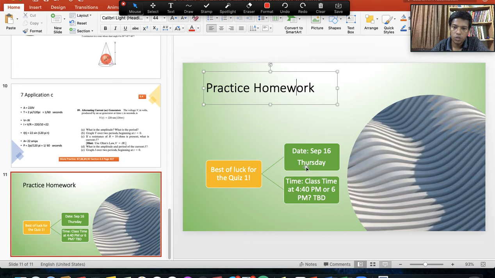So we'll decide about it on Wednesday, what time is better for us. If we don't take the exam on Thursday, then we'll do the revision class, and then we can take the exam at 6 p.m. Or we can take the revision class on Wednesday and take the quiz at the 4:40 regular class time. So this is a tentative plan, but the other things are pretty much fixed.